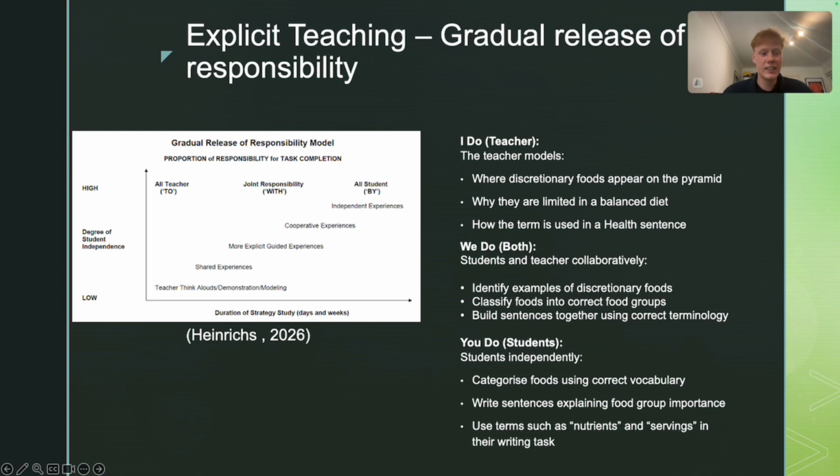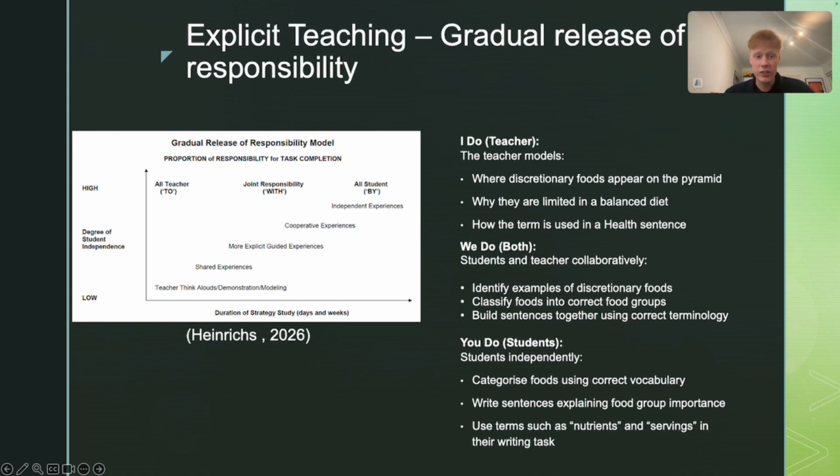To explicitly teach the subject-specific vocabulary, I've chosen to use the gradual release of responsibility. This is broken into three key stages: I do, the teacher; we do, the teacher and the class; and then you do, the students by themselves. In the I do stage, the teacher will model where discretionary foods appear on the pyramid, why they are limited in a balanced diet, and how the term is used in a health sentence.